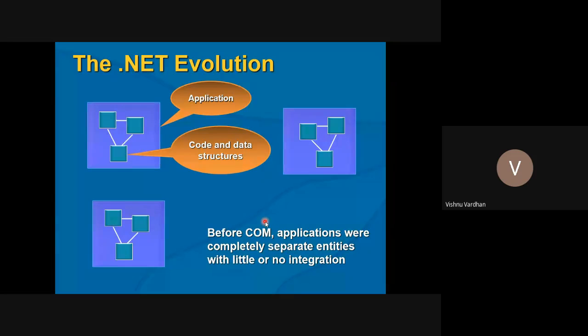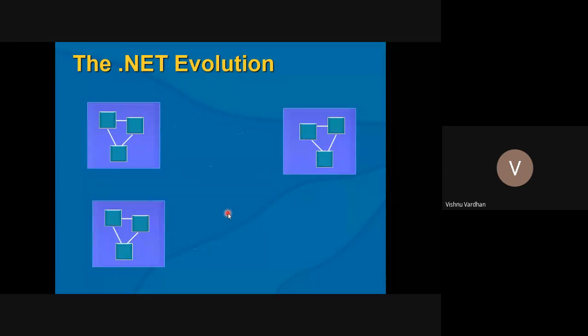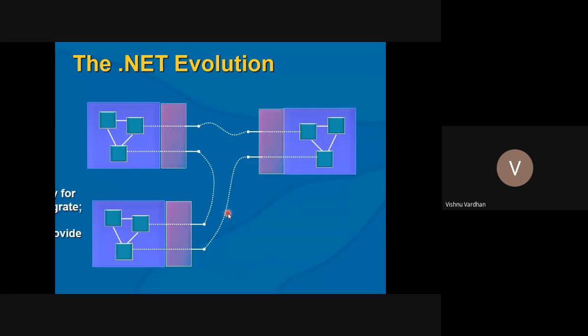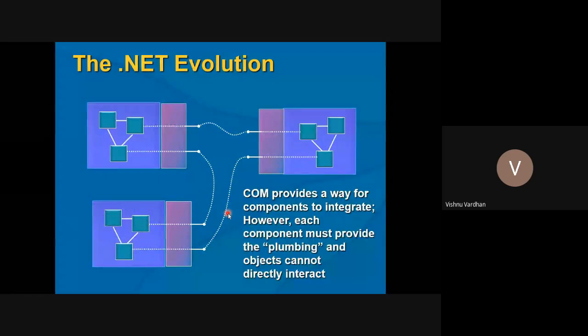Okay, so .NET has taken this as a challenge, and all this components interoperability is supported. COM provides a way for components to integrate. However, each component must provide the plumbing, and objects cannot directly interact. Okay, so this is one COM. This is the second COM.